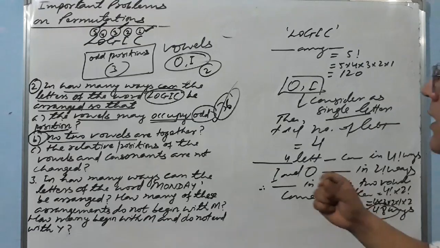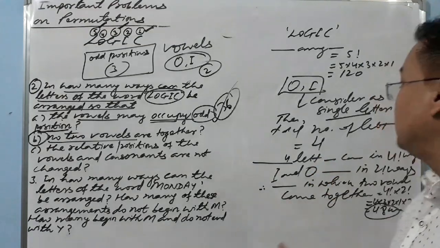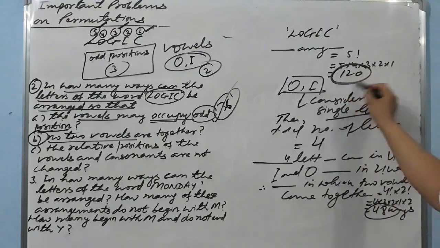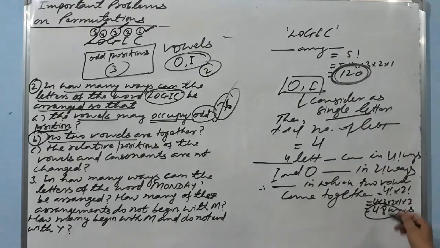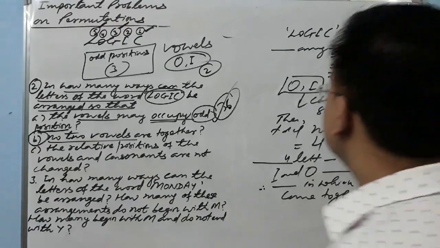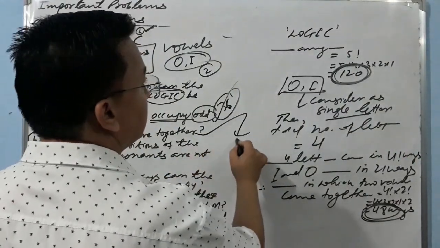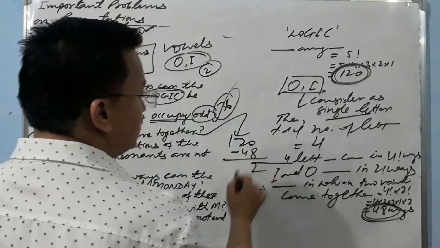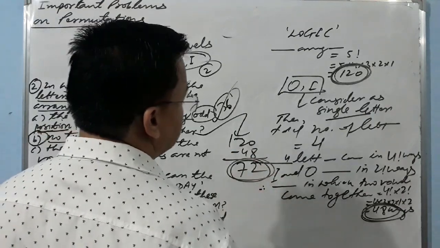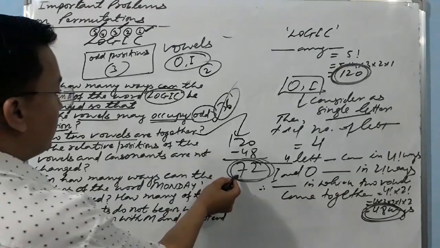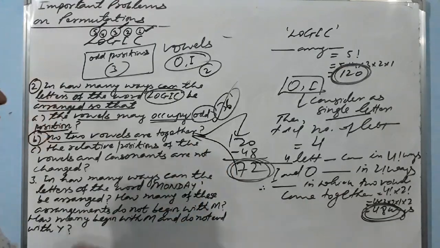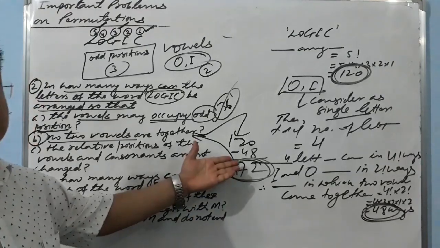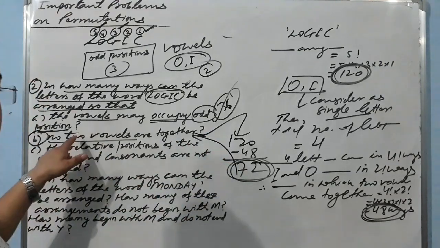Now we want no two vowels to come together. That's very simple. In total there are 120 arrangements, and the two vowels come together in 48. So what will you do? 120 minus 48 is 72 ways. So in 72 ways we can arrange the letters so that no two vowels come together. So clear, so simple. The answer of this is given.